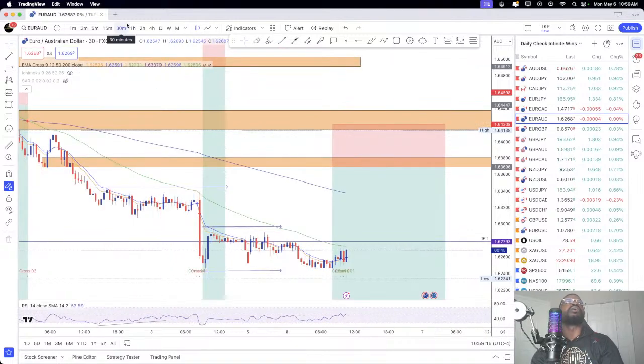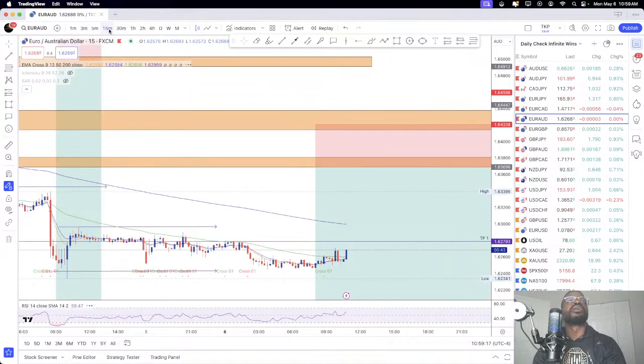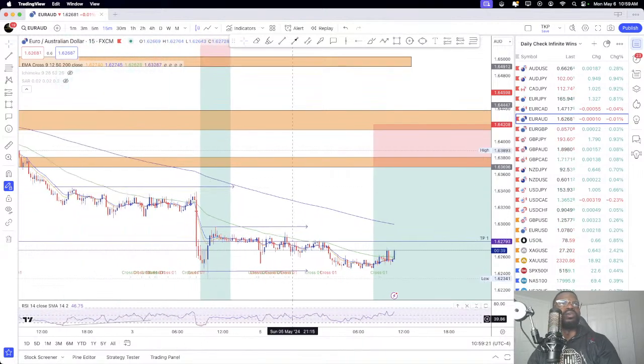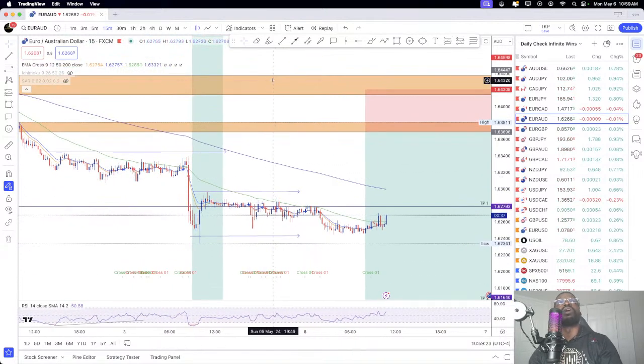Looks like Euro AUD is about to figure out what it wants to do as far as its overall direction.